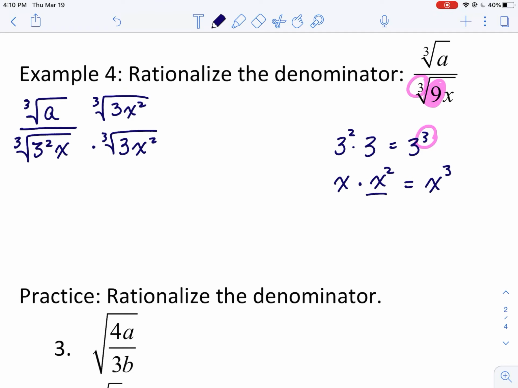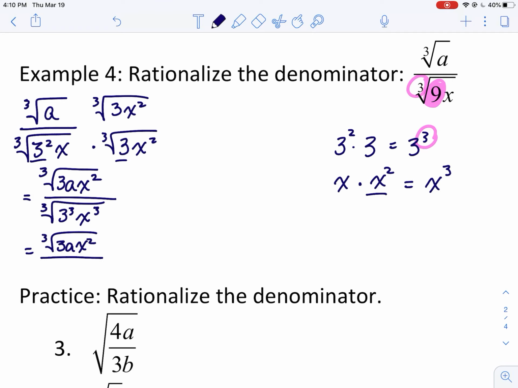So then from here, we're going to look at and multiply just straight across. So now I have the cubed root of 3ax squared, can't do anything with that, over the cubed root of 3 squared times 3 is 3 to the third power, and x times x squared is x to the third power. So then from here, I have the cubed root of 3ax squared over the cubed root of 3 cubed is 3, and the cubed root of x cubed is x. And so this is my answer.